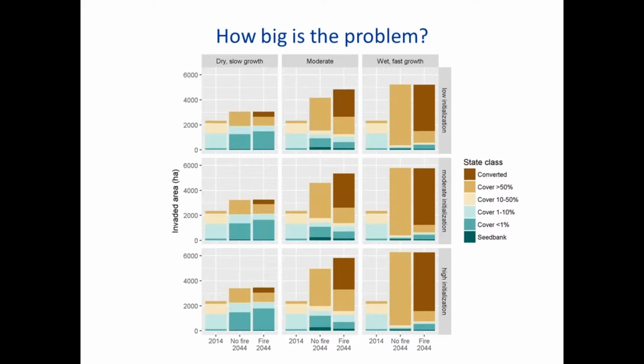In the either dry, slow growth or moderate, with fire, you end up with more buffalo grass on the landscape versus with the wet, fast growth, it kind of peaks out around 6,000 hectares, and that's the maximum suitable habitat in the landscape. And so it's pretty much invaded everywhere, both with and without fire.